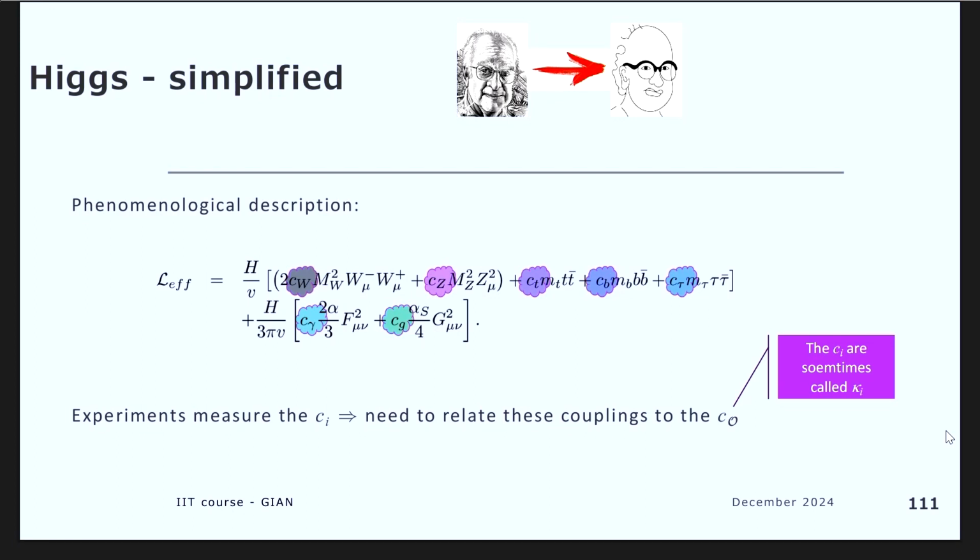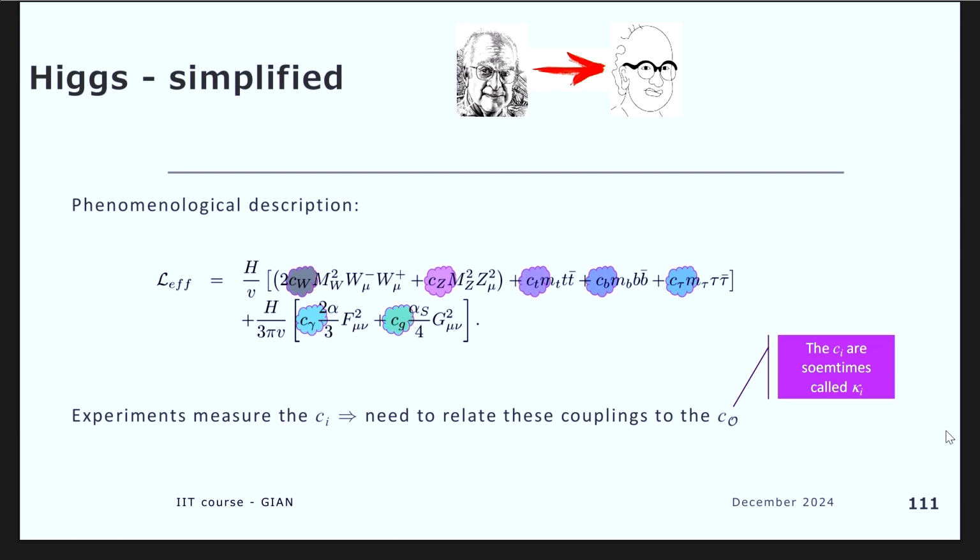And here, these are not the only possible effects involving the Higgs. Those are the ones that change the coupling of the Higgs to the standard model particles. And as I mentioned, this is parameterized by this series of constants that are called C sub W, Z, and so on. And these are the things experiments tend to measure.